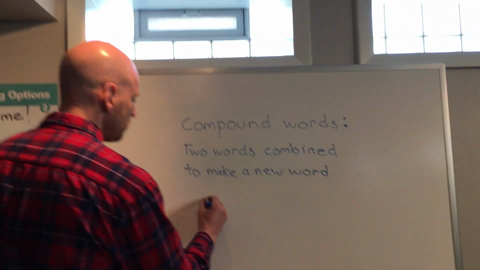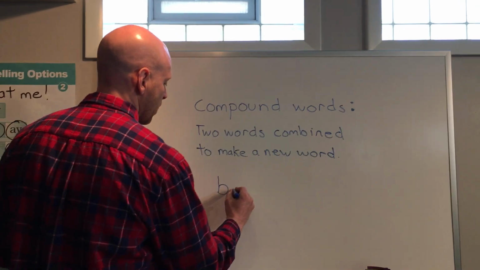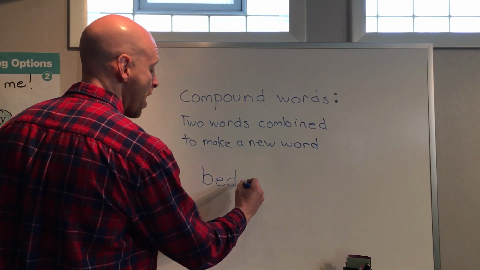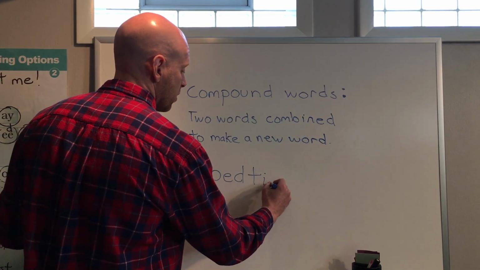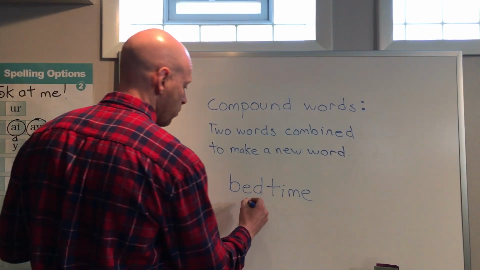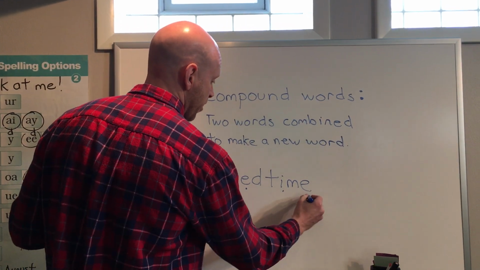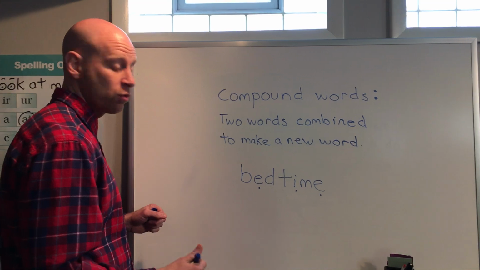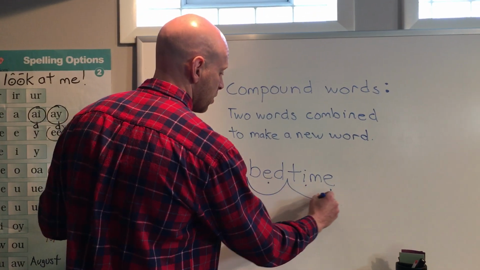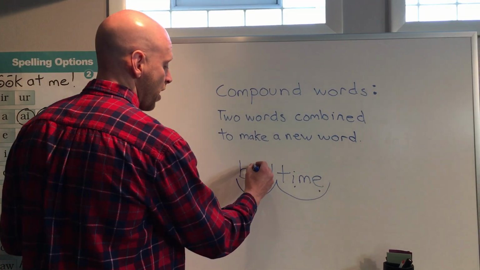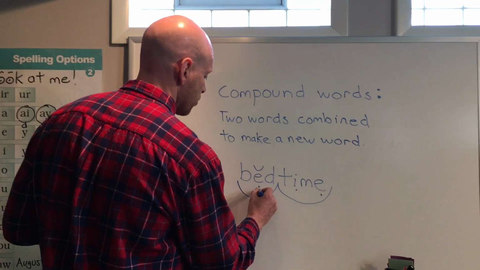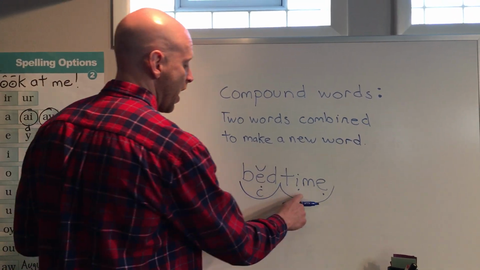B-E-D, bed. And then time. Since it's a two-syllable word, we know our vowels are here. We have a vowel there, but there's something about that vowel we'll talk about in a minute. Two syllables, bed, time. That one is a short E, so we give it a breve. It's a closed syllable.